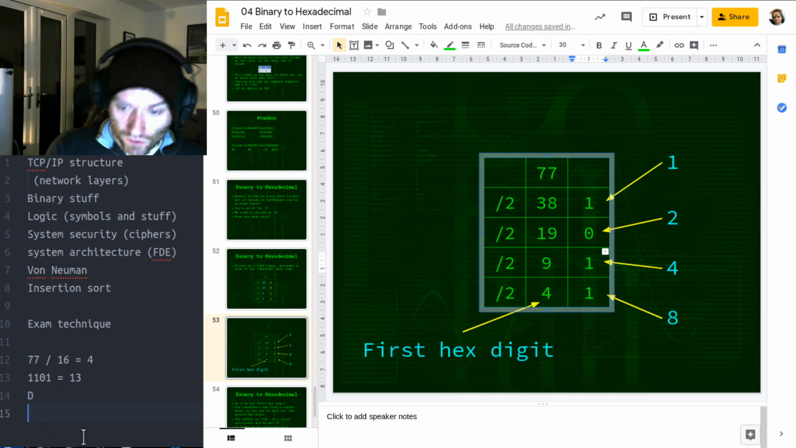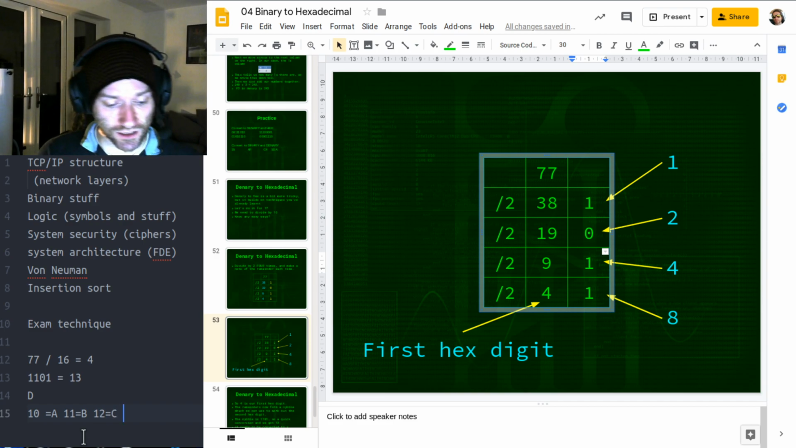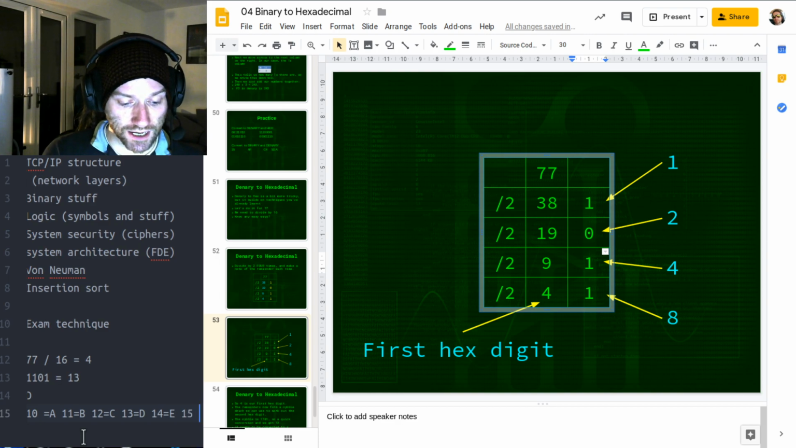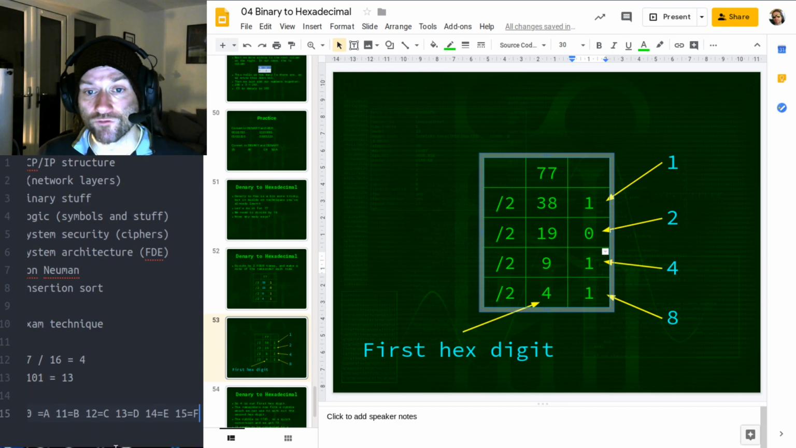Right, when you are converting hexadecimal numbers, do this. 10 equals A, 11 equals B, 12 equals C. Write all this stuff down next to whatever question you are being asked. 14 equals E, 15 equals F. If you write that down, then you can easily refer to it.